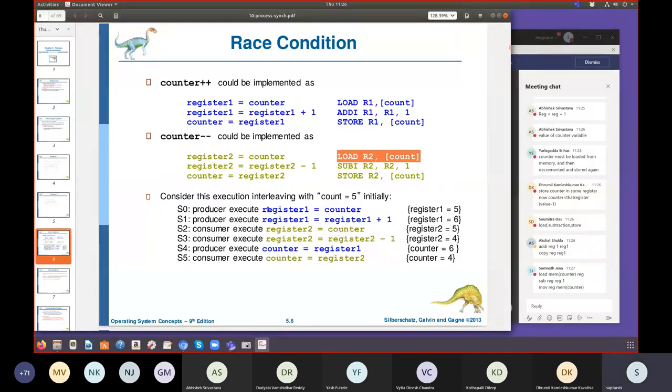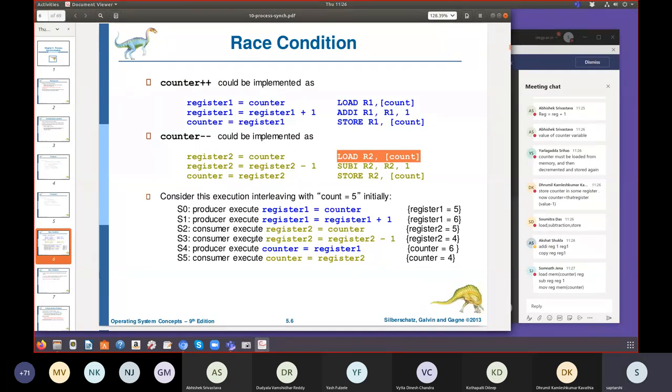The problem is that the producer incremented the value in its register, but it was not able to write back that increased value into the location of count. It got swapped out of the CPU before that. And the CPU was allocated to the consumer. So now when the consumer again executes its load instruction, it will see the older value of count, which is 5. The consumer will have no idea that the producer was incrementing this value of count.